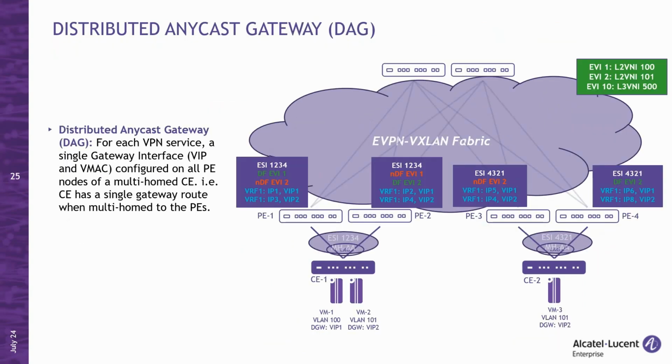EVPN also supports the configuration of a distributed unicast gateway, where each service has a common default gateway with a virtual IP and virtual MAC address, which is configured on all PEs, all peer PEs of a multi-homed CE.